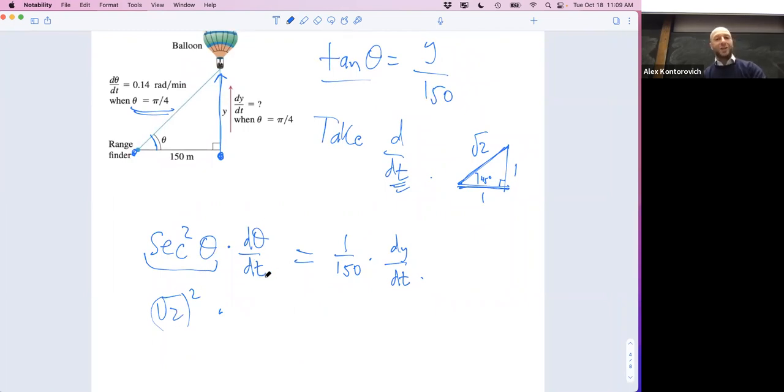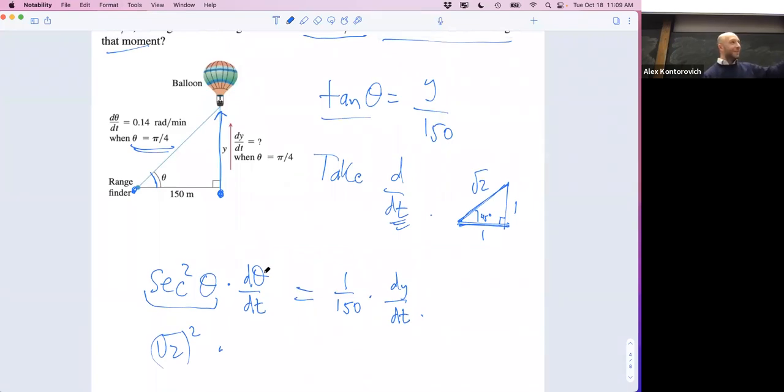What's the rate of change of the angle? Whatever it is, we were told. It's 0.14 radians per minute. Now, something's going to be funny because we don't measure height in radians. We're going to have to deal with that in a second. Let's multiply that 150 over here. 150 times this radians per minute is dy dt. So the rate of change of the height is in radians per minute.